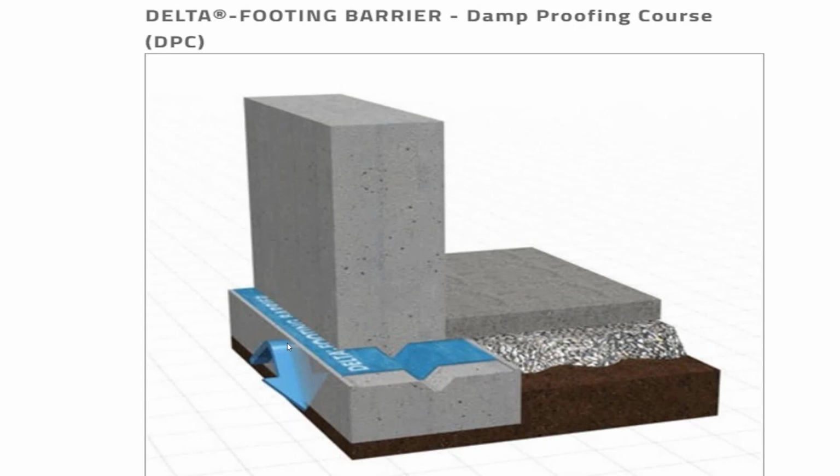Here's a detail that you probably won't see around here. When I build houses, I put the capillary break or damp proofing underneath the footing. This is a Delta footing barrier, and when they pour the concrete, they lay this fabric on the wet footing and then make the keyway.